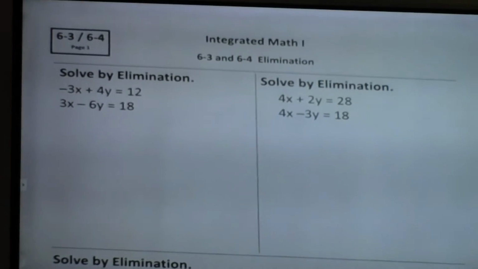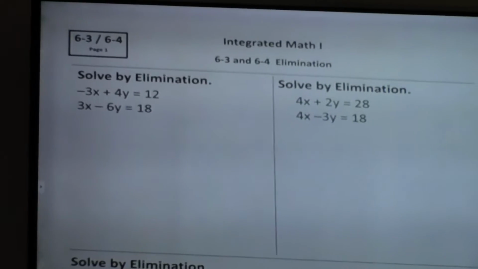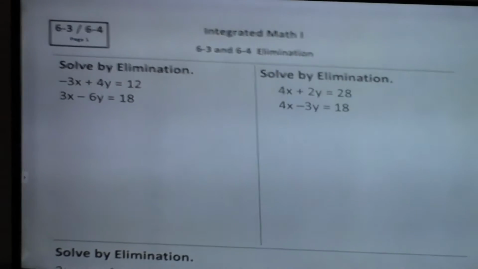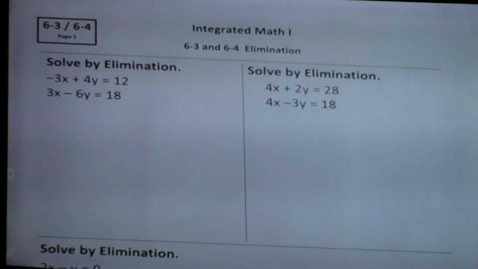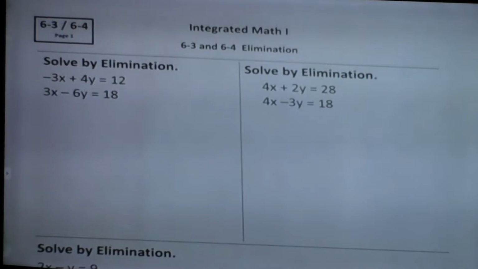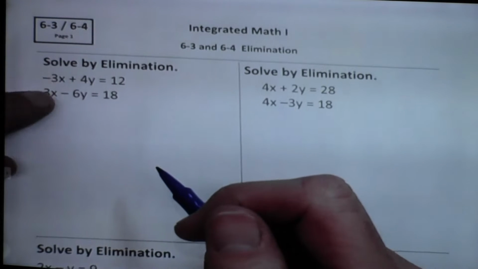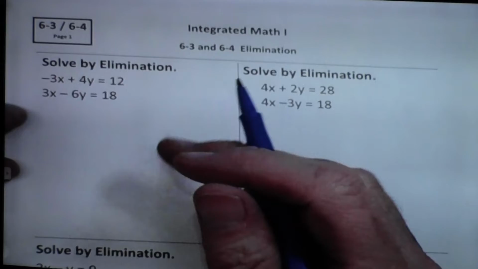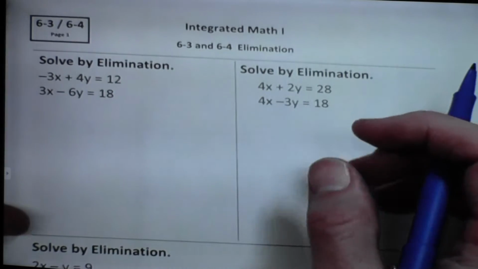Now we're going to take a look at eliminating a variable in equations in order to solve the system of equations. Remember, a system is when you have two or more equations. And you can solve them in a couple of ways, such as graphing or substitution, as you know. But there's also this elimination where you literally eliminate one of the variables by adding or subtracting the equations.